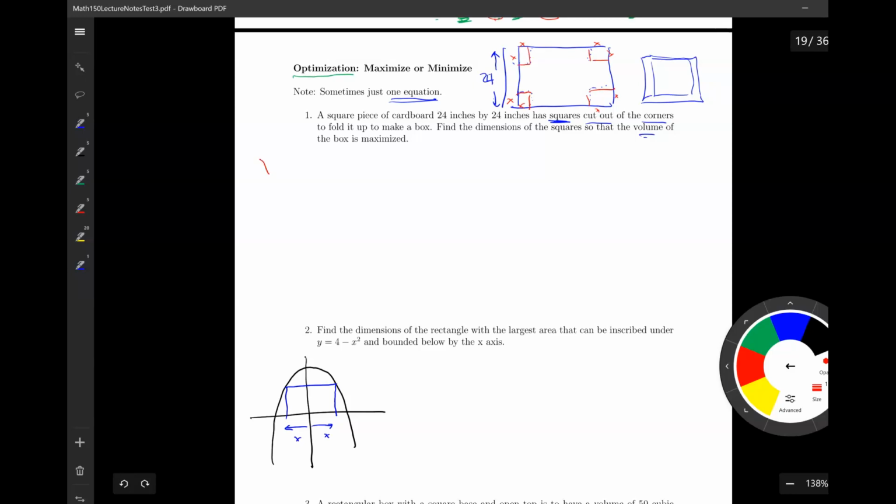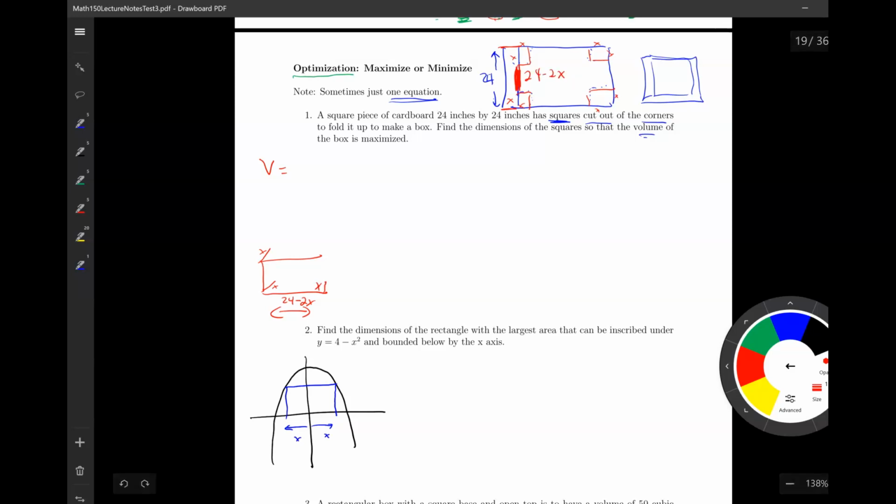So if I'm going to find the volume of this box, let me draw it again down here. I'm going to have this side with this height x, right? And this side with this height x. So what are the lengths of these sides going to be? The length of each side will be 24 minus 2x, right? If all of this length is 24, I'm going to take away this x and this x. So what's left here is 24 minus 2x.